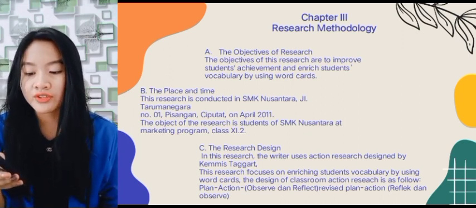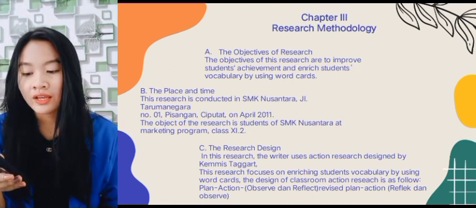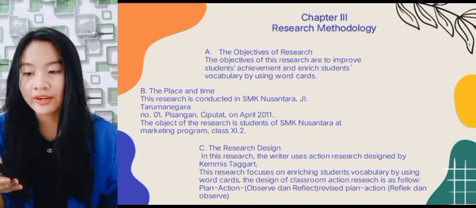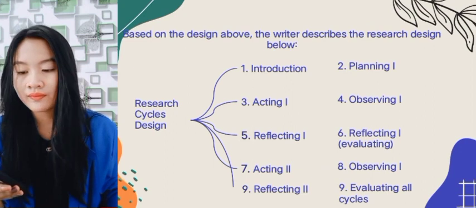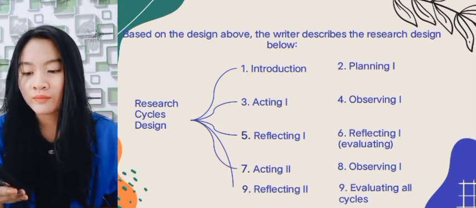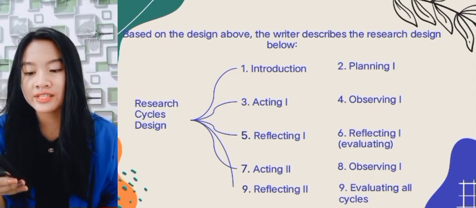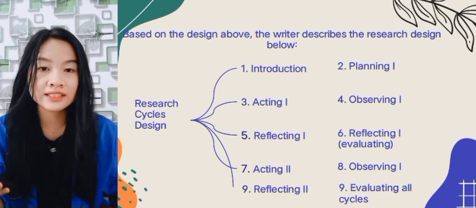The design of classroom action research is as follows: plan, action, observe and reflect, and then revised plan, action, observe and reflect. Next, I want to explain based on the design above. The writer describes the research design below, the research cycles design.